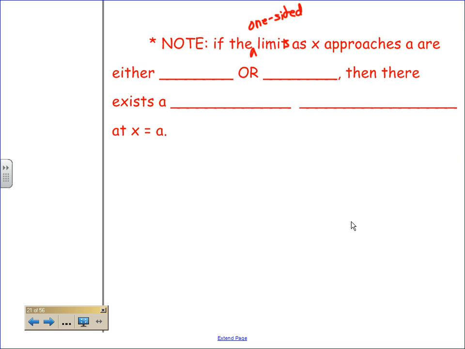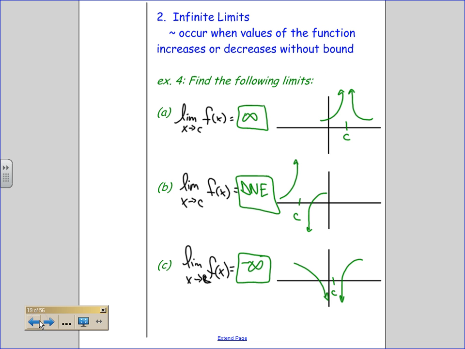If the one-sided limits as x approaches a are either positive infinity or negative infinity, then there exists a, what was there in all of these examples? All of these examples had the constant I was approaching. If the function increases or decreases without bound as I approach a set x value, what's going on? What exists at c? What kind? Vertical one.